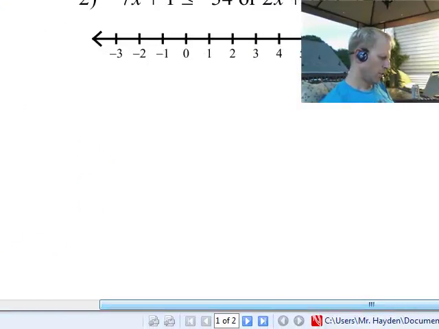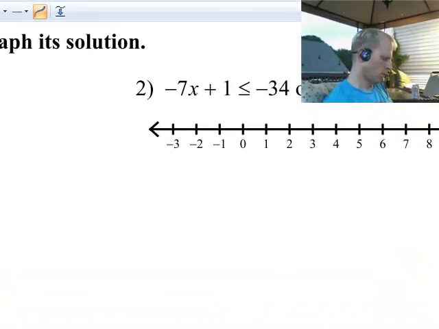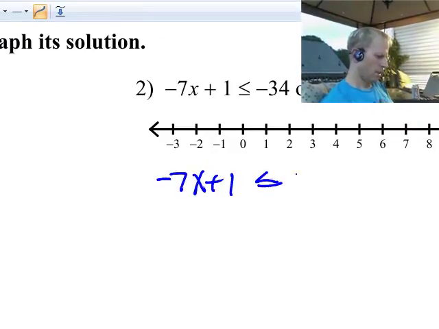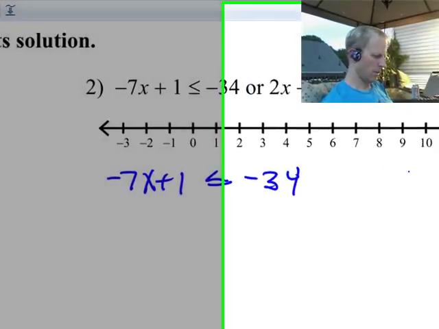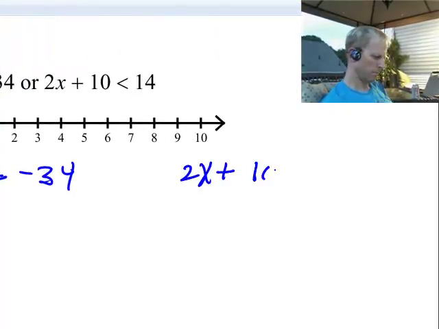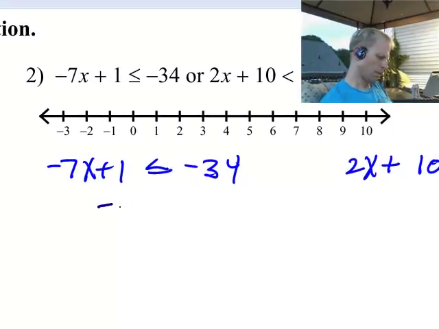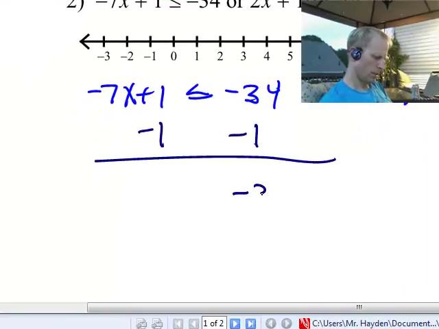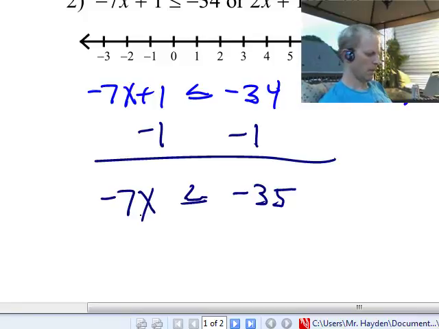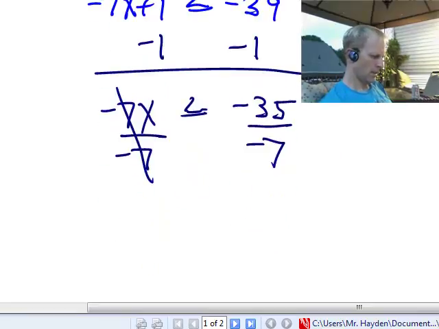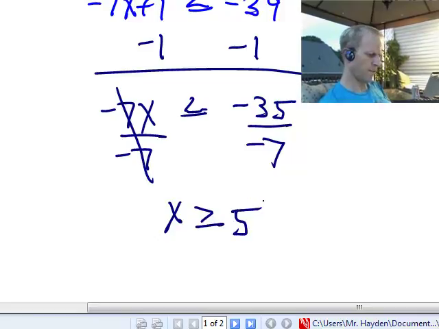Okay, number 2 is a compound inequality. So I really solve these as if I'm just solving two inequalities independently of each other. So let me look at the first one. I'm going to have to subtract 1. It's going to give me -35 there, -7x there. Then I'm going to divide by -7. And then that gives me x greater than or equal to 5.